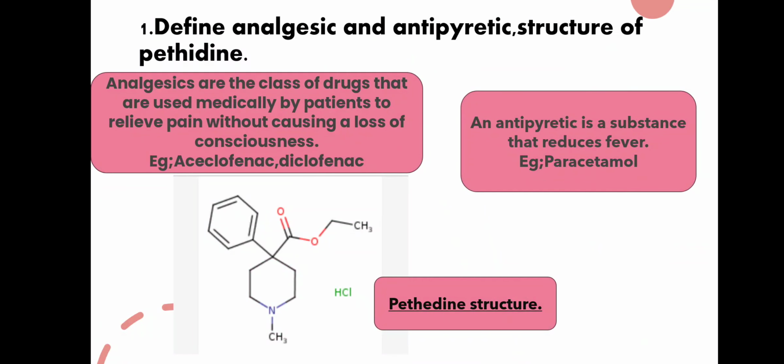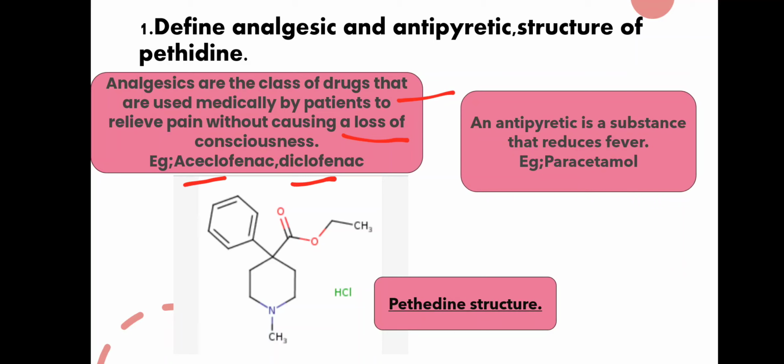First one is define analgesic and antipyretic, structure of pethidine. Okay, structure of pethidine. Example, you know that what are these analgesics? Analgesics are the class of drugs that are used medically by patients to relieve pain without causing a loss of consciousness. Here these are given to reduce the pain without loss of consciousness. Example is aceclofenac, diclofenac, ibuprofen, naproxen, anyone.